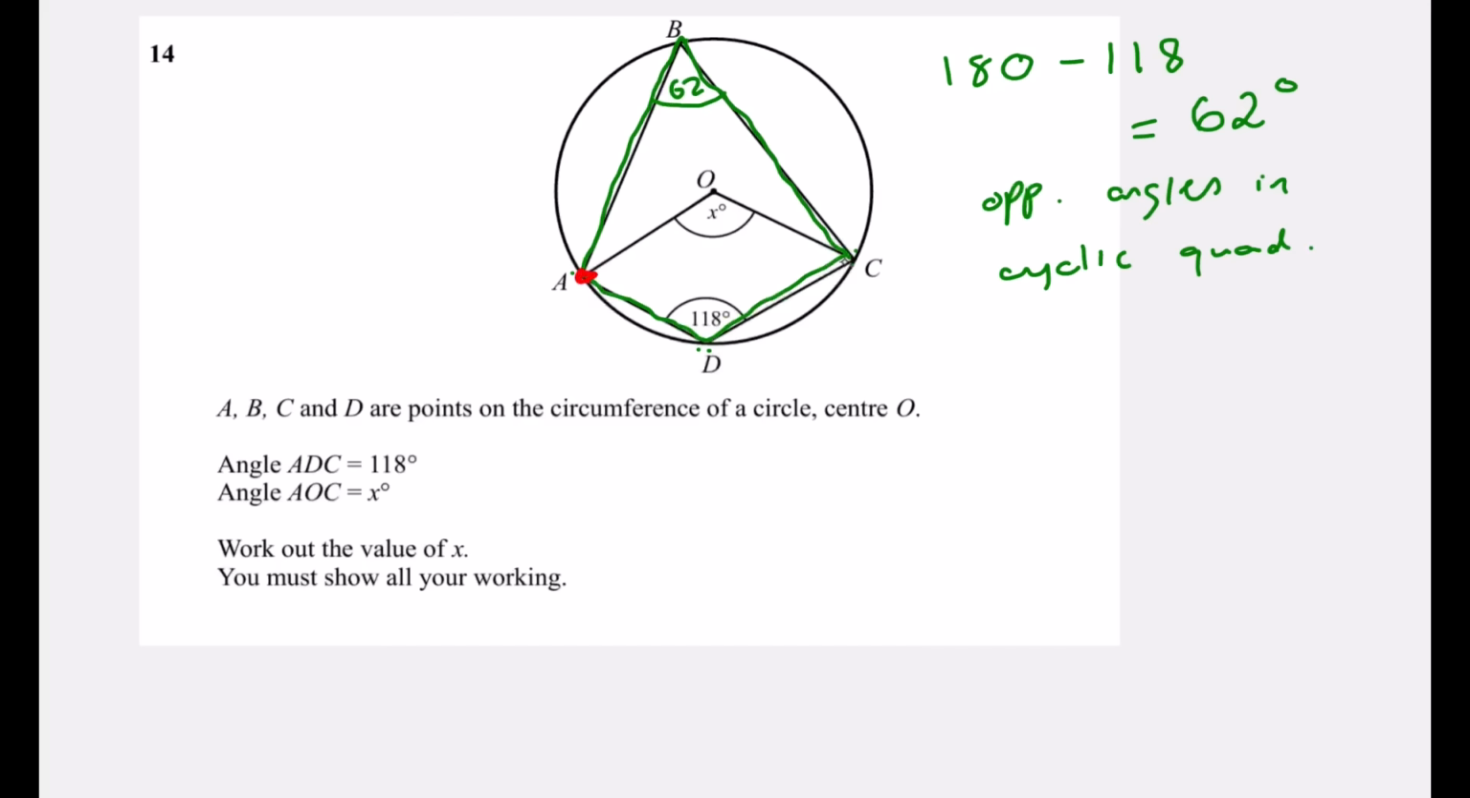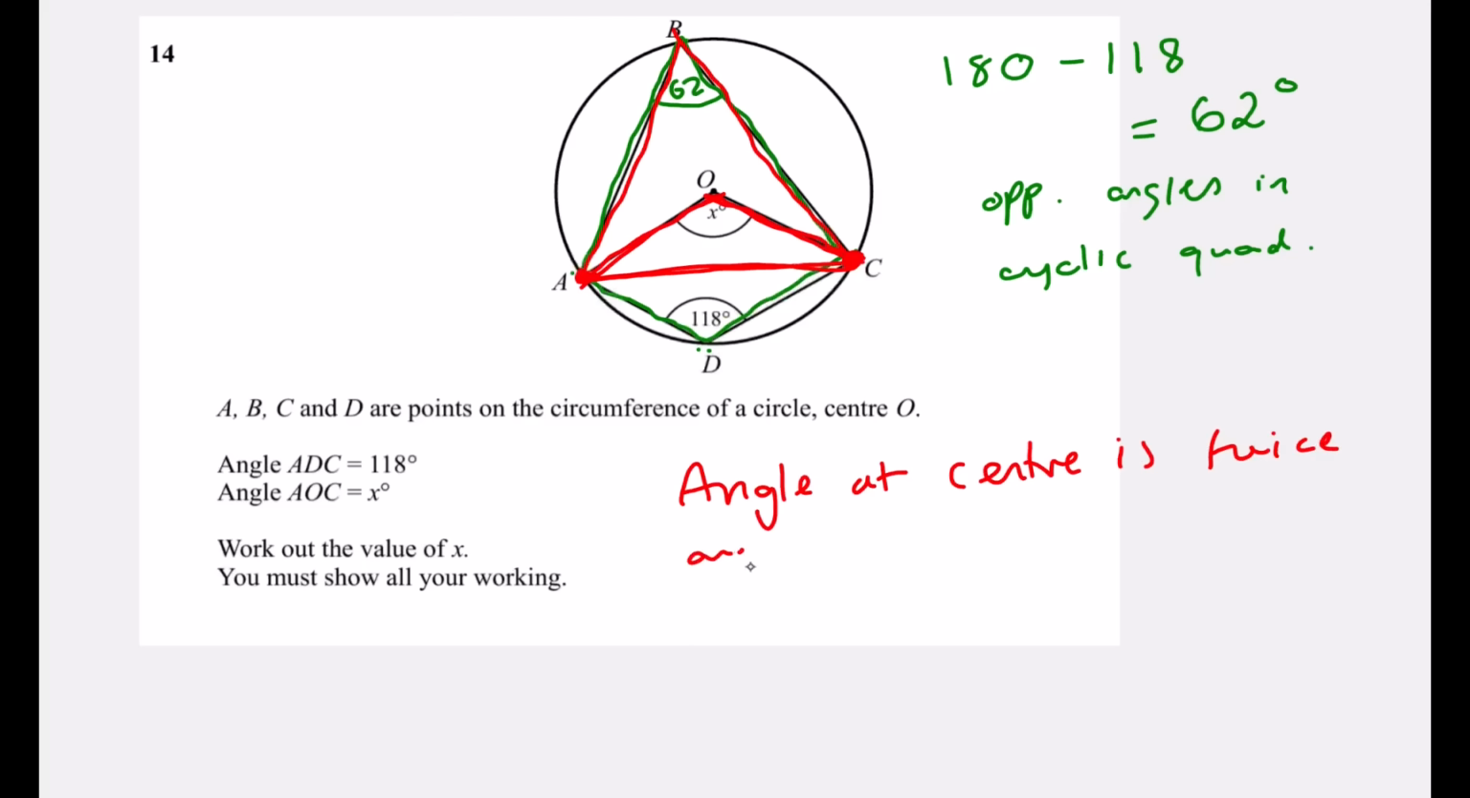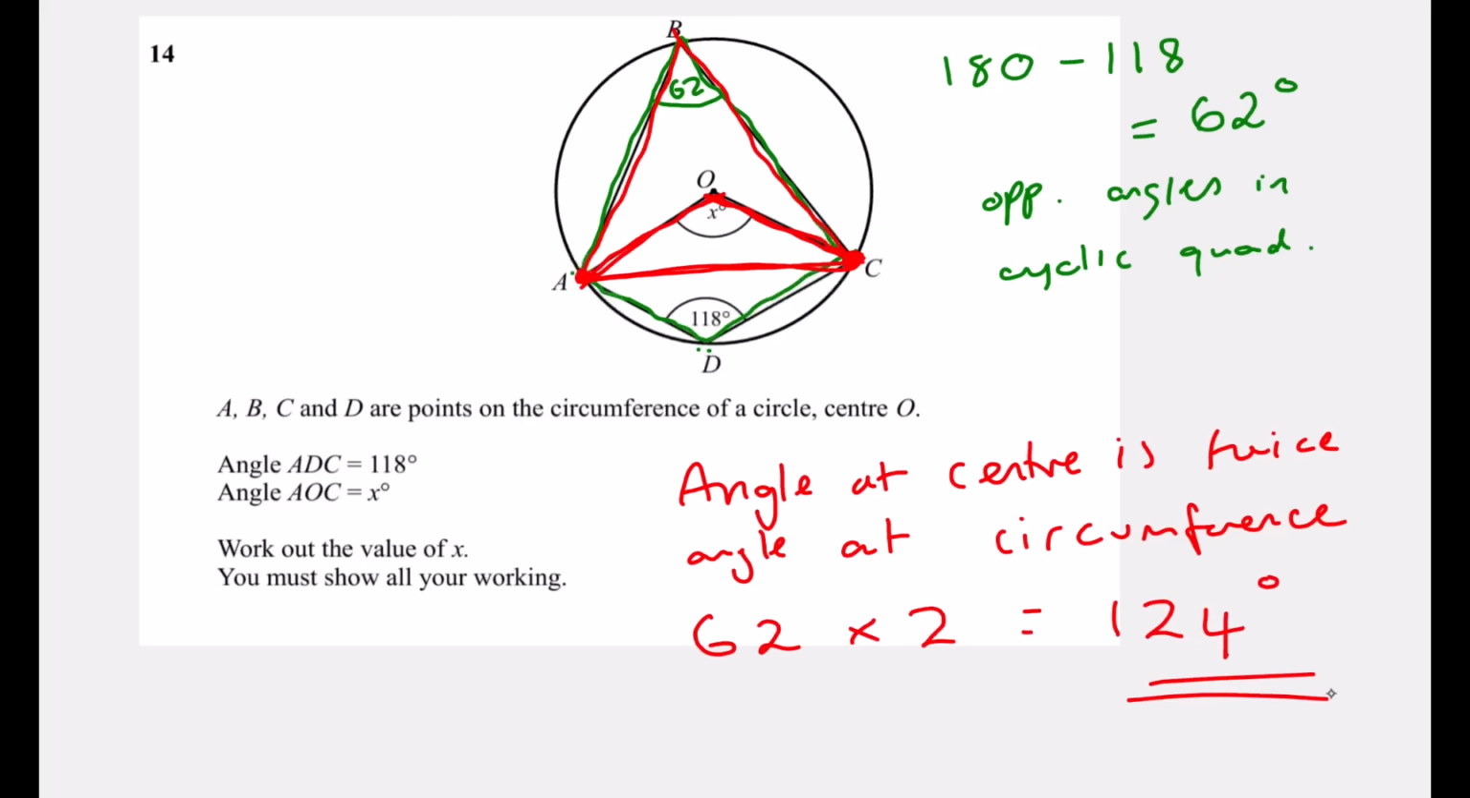And when we have 2 points, so one angle at the center and an angle at the circumference in the same segment, the angle at the center is always twice the angle at the circumference. So angle at center is double the angle at circumference. So we just need to double the 62. 62 times 2 is 124 degrees.